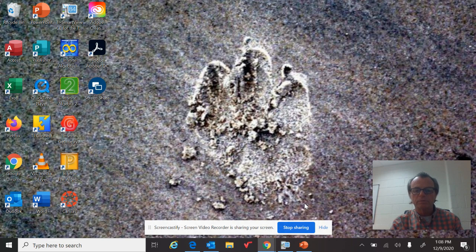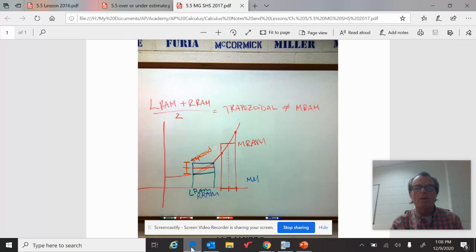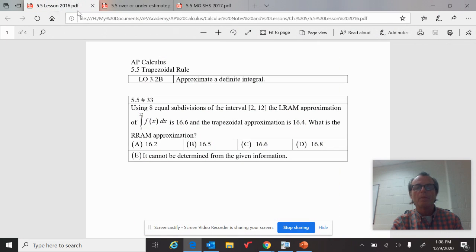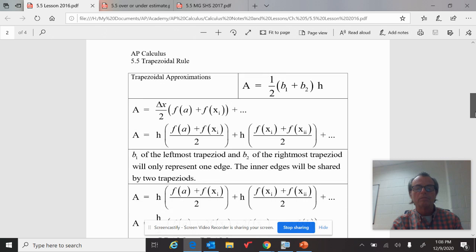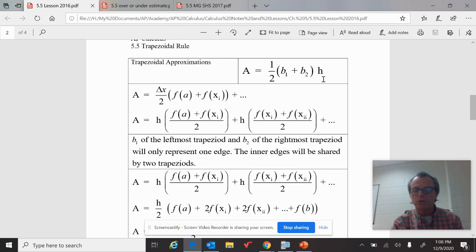Video on section 5.5, the trapezoidal rule. So we'll start with the PDF. And this is the area of a trapezoid.